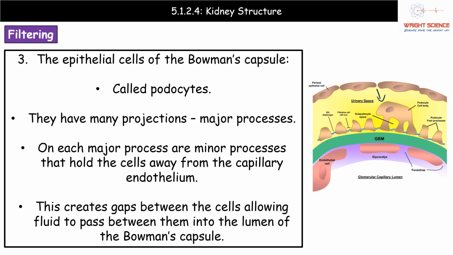And the whole idea of these little projections is to basically hold the podocytes a little bit further away from the capillary endothelium than they would be without them. The whole idea of that is it just makes it that little bit easier for fluid to pass into the lumen of the Bowman's capsule. It's just given that little gap for the actual fluid to move between those cells.